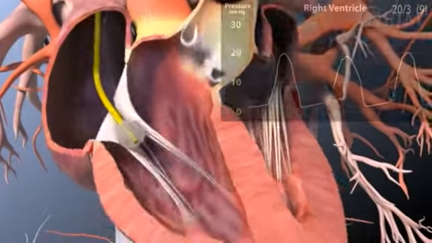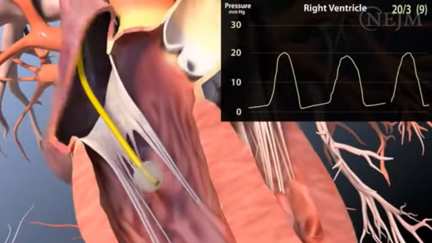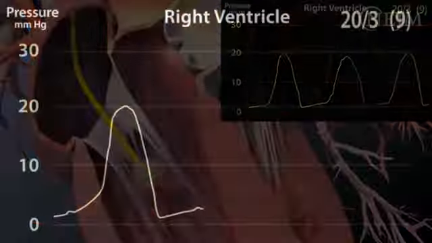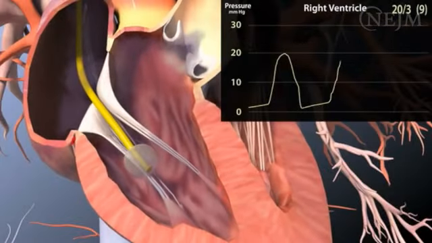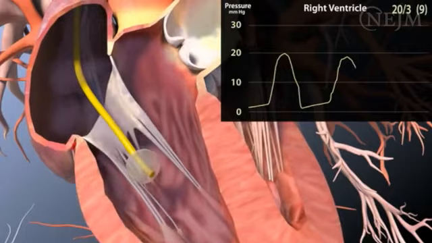Advance the catheter another 5 to 10 centimeters until a right ventricular waveform is transduced. This waveform is notable for a swift upstroke and downstroke, representing ventricular contraction and relaxation, as well as a slower upstroke, representing passive ventricular filling, followed by atrial contraction. Instruct your assistant to write down the systolic and diastolic right ventricular pressures.